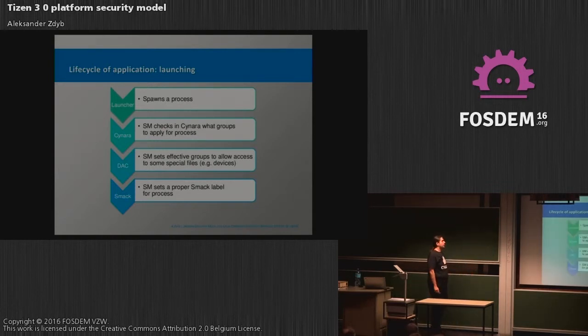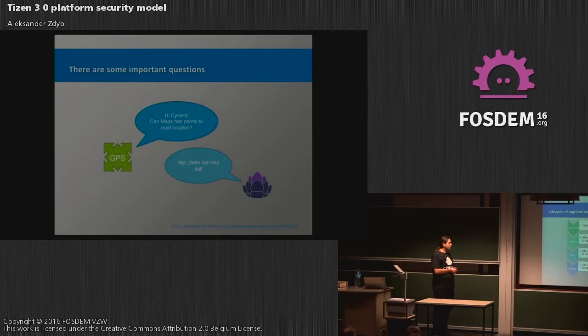Next, the launching of the application. It's done by a launcher, but it cooperates with the security manager and Cynara to properly spawn the process, to properly apply the security context to the newly spawned process. First of all, it checks what effective groups have to be applied to the process, and what SMACK label should be applied to this process.